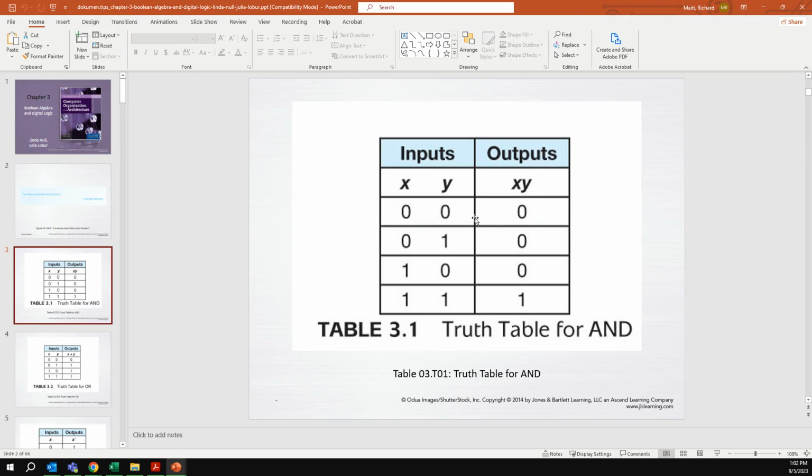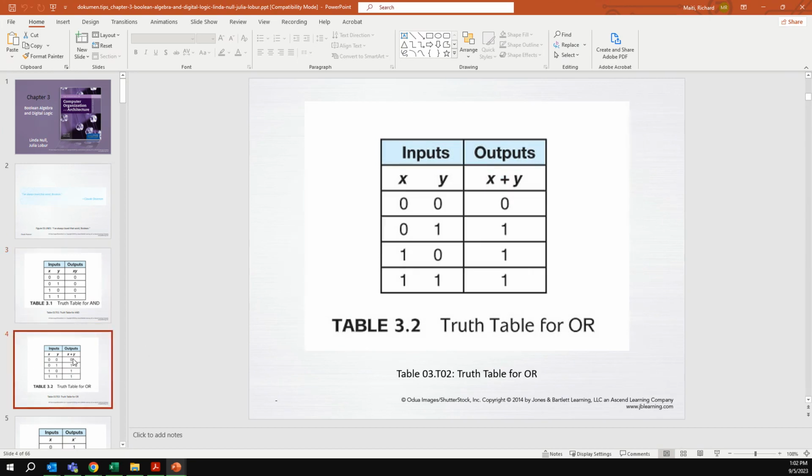So this is a simple truth table. Zeros are false, so false and false will give you false. False and true will give you false. So 0 is false, 1 is true. True and false will give you false. True and true will give you true.